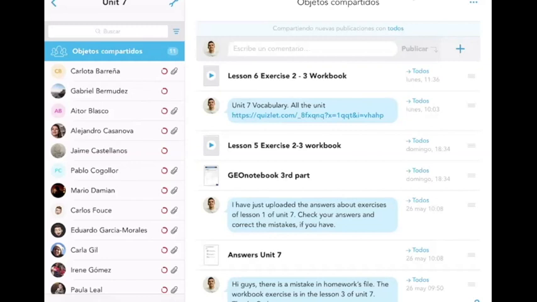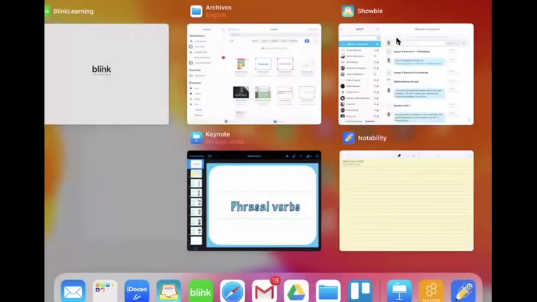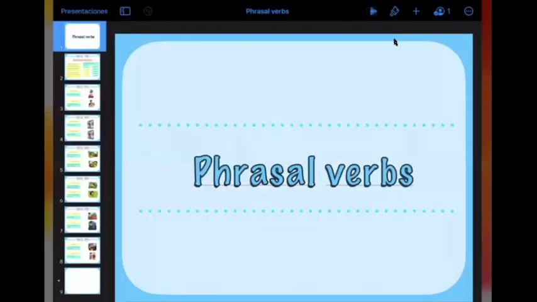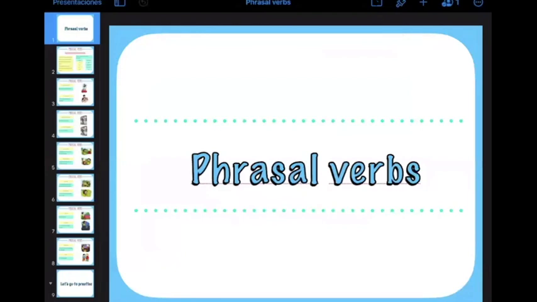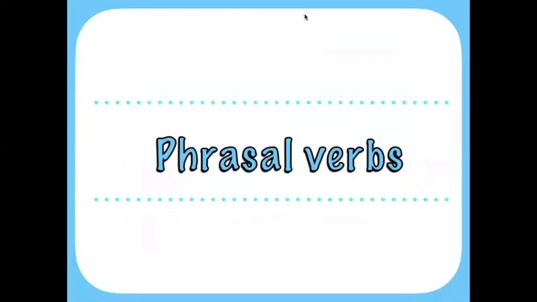So, do you have any question about the homework, about the last homework, or any task that you have to send in this week until Thursday? Very good. So today we are going to start with phrasal verbs. First of all, what is a phrasal verb?